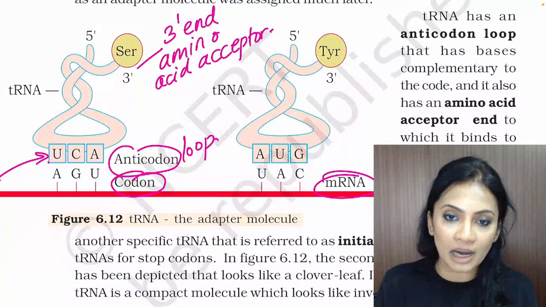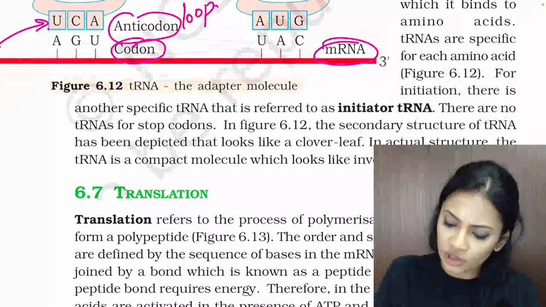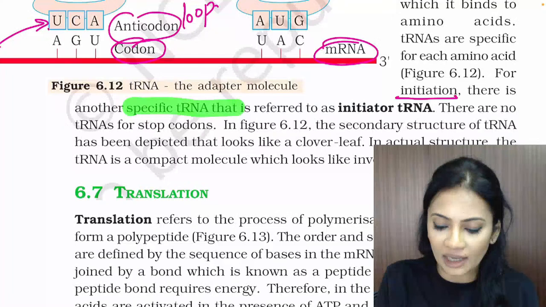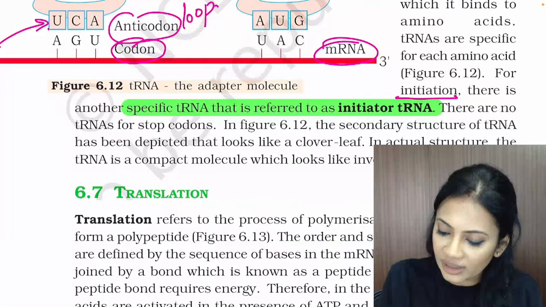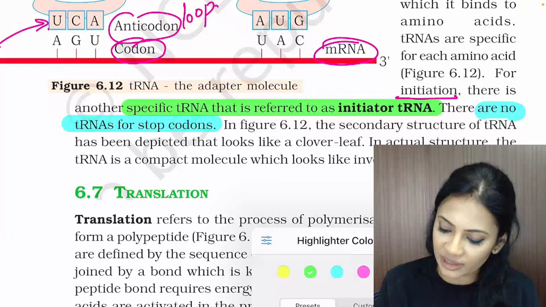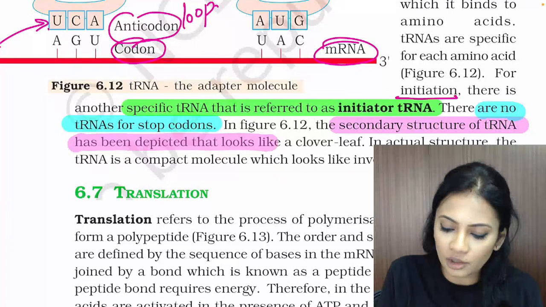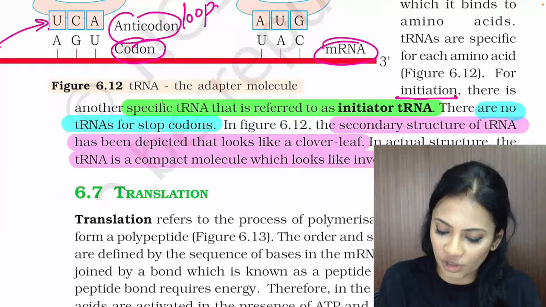All right. Now for initiation of translation, there is going to be a specific RNA that is an initiator tRNA. There are no tRNAs for stop codons. Important structure here. Please children pay attention. The secondary structure of tRNA looks like a clover leaf. And a compact module which looks like an inverted L actually.